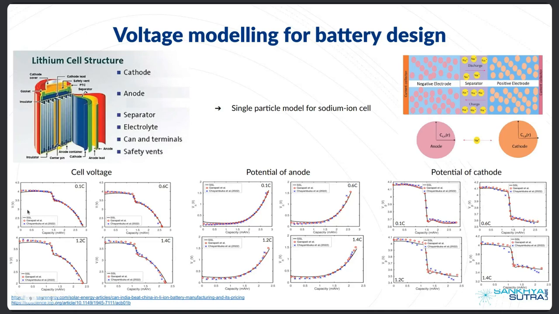Current rate of one means that a given cell, with whatever its capacity is, will get discharged completely in 1 hour. Then a current rate of 0.5 would mean that it takes 2 hours for that same cell to get completely discharged. A current rate of 10 would mean that it takes only 6 minutes for that cell to discharge, and 0.1 would mean that it takes about 10 hours. So here what we're plotting is the cell voltage as a function of different cell capacities.